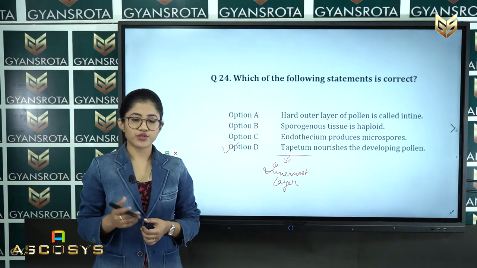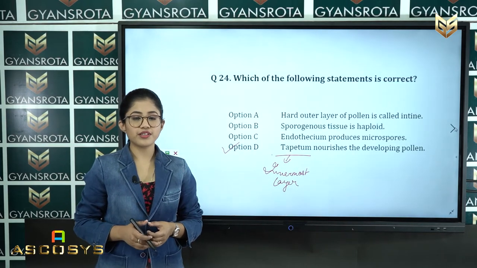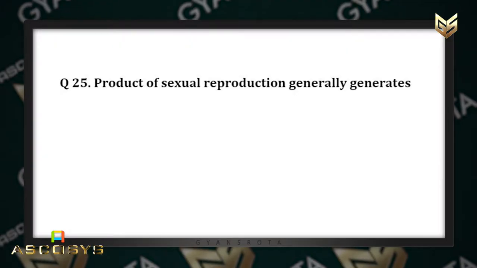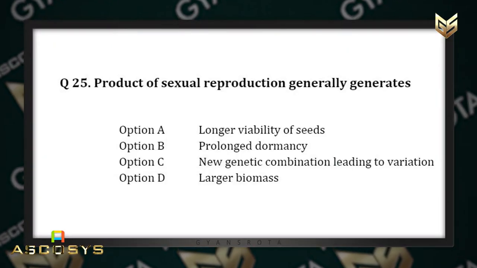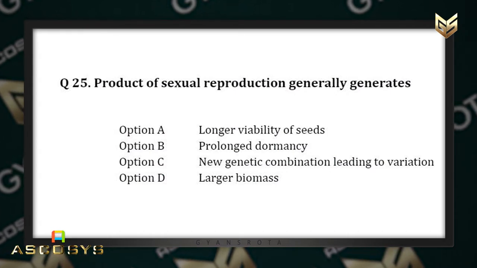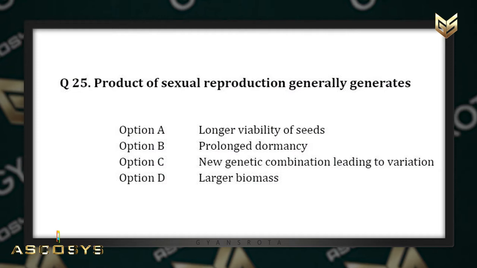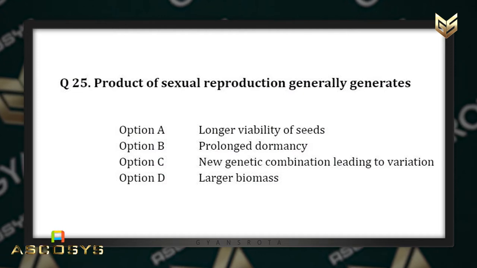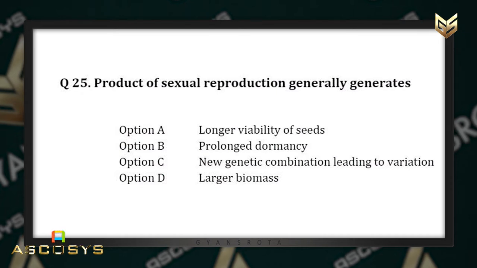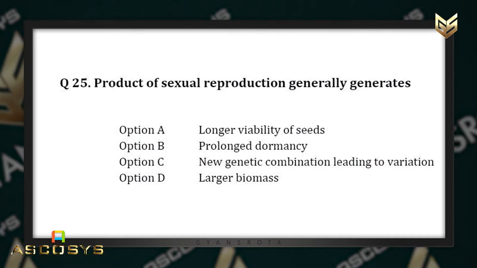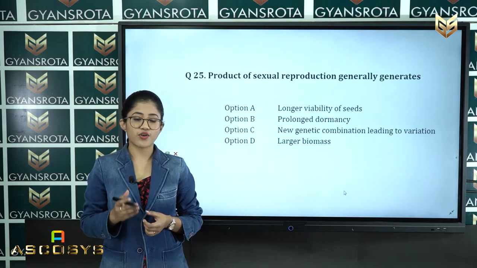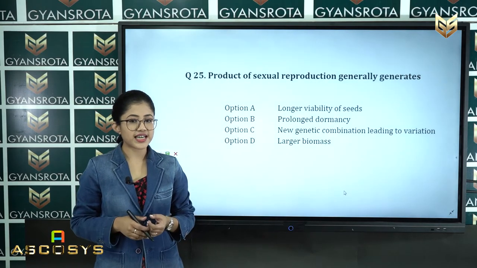Now let's move on to the next question, that is question number 25. Product of sexual reproduction generally generates: option A, longer viability of seeds. Option B, prolonged dormancy. Option C, new genetic combination leading to variation. Option D, larger biomass. This is from chapter 1, Reproduction in Organisms. So what is the correct answer?